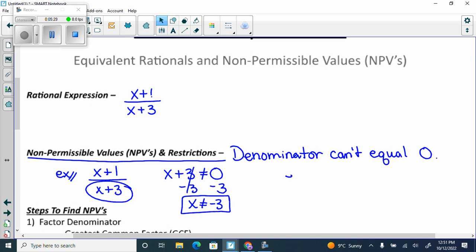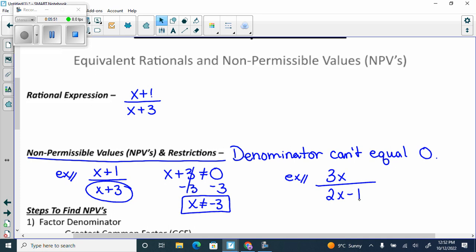What if it's 3x over 2x minus 1? Now, the 2x minus 1 isn't as obvious as the x plus 3. X plus 3 is negative 3, right? That's way more obvious. But the 2x minus 1, is it as obvious? No. So I can still use the same steps I used in the previous one.